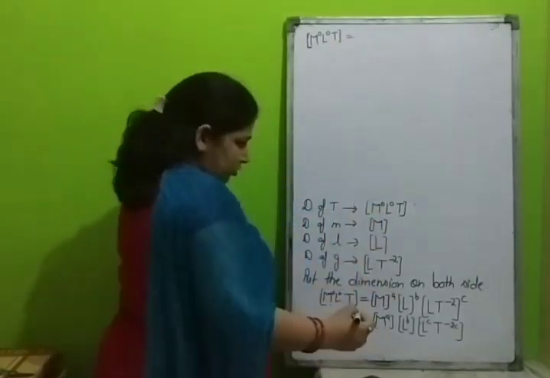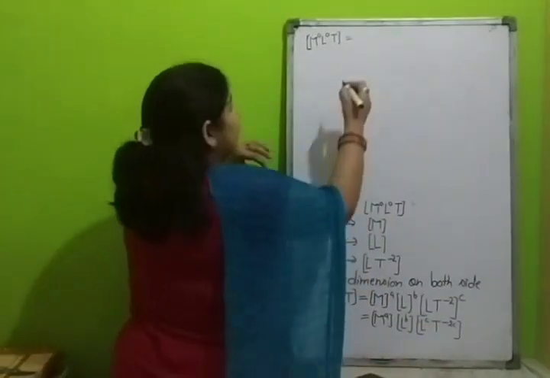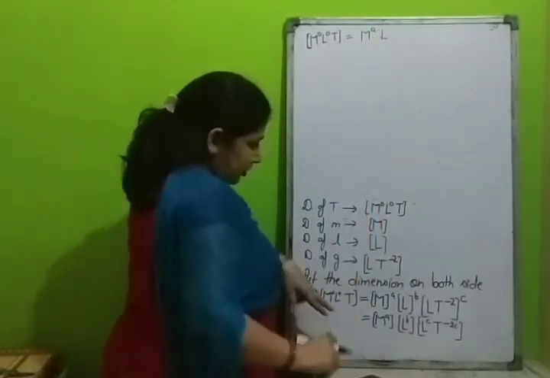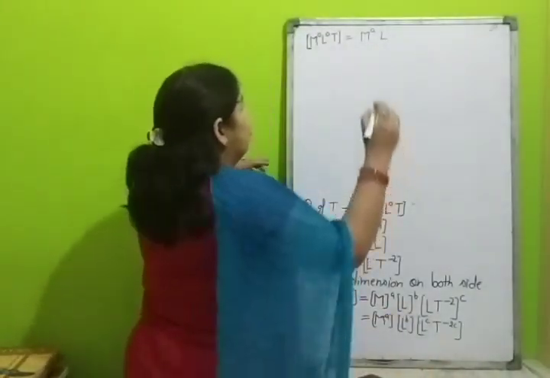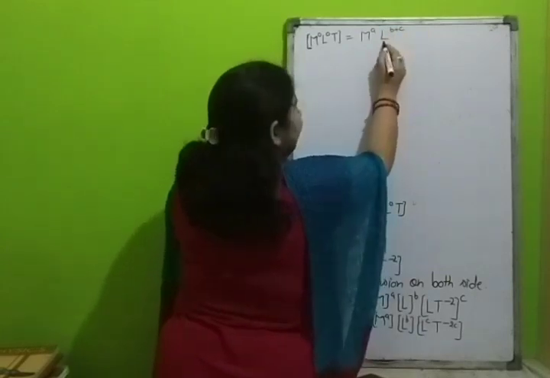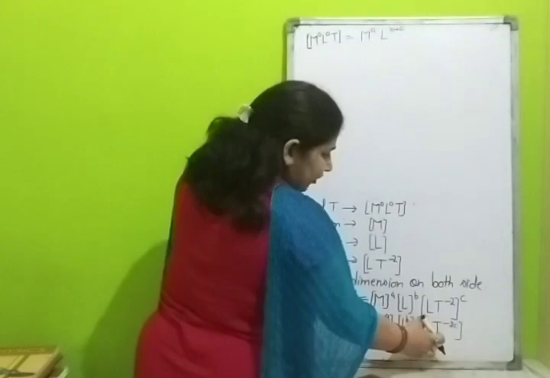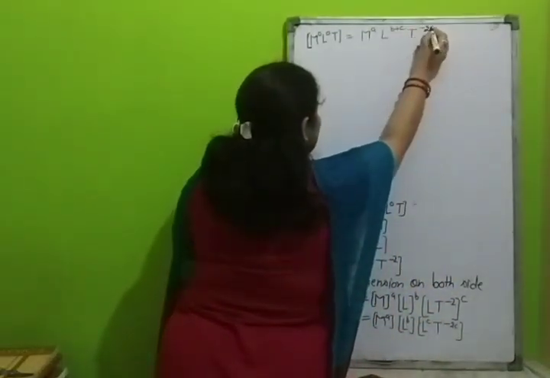M⁰L⁰T¹ is equal to K, here only one M: M to the power a, L to the power b and L to the power c. When we are multiplying, the powers will add up: L to the power b plus c. Next, for T we have only one term, T to the power minus 2c.